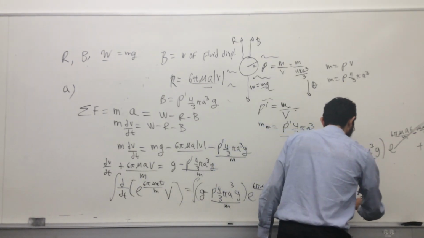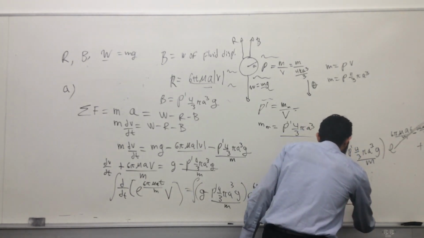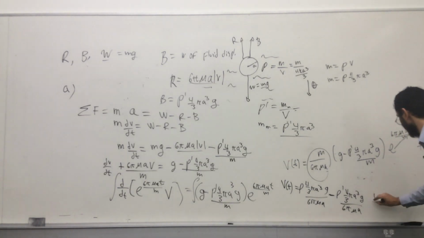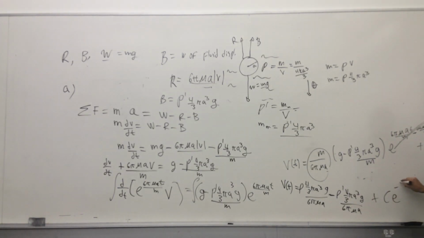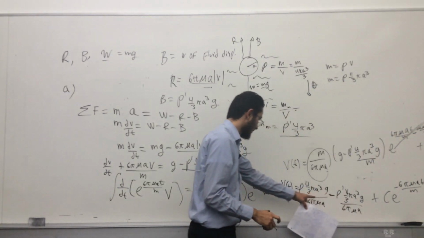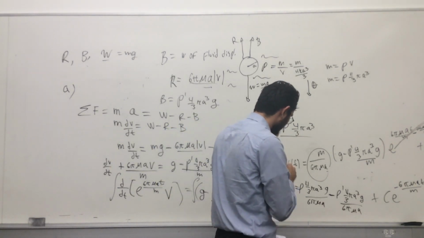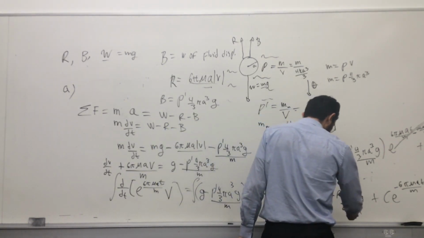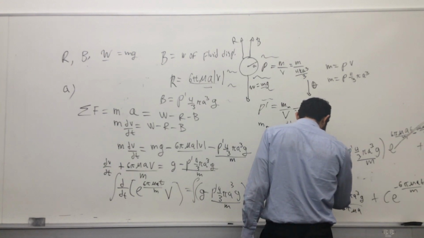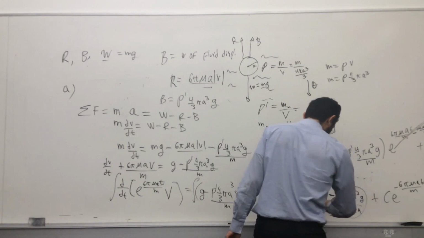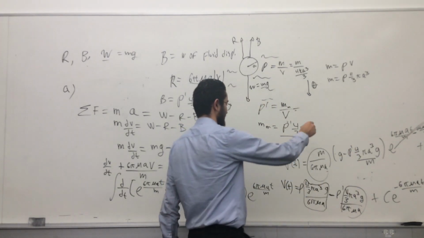And then this is going to be divided by 6 pi mu times a, plus, of course, c e to the negative 6 pi mu a times t divided by m. Now, let's see what we can do here. We can factor out this entire term, and then we're going to get something like this for the velocity.